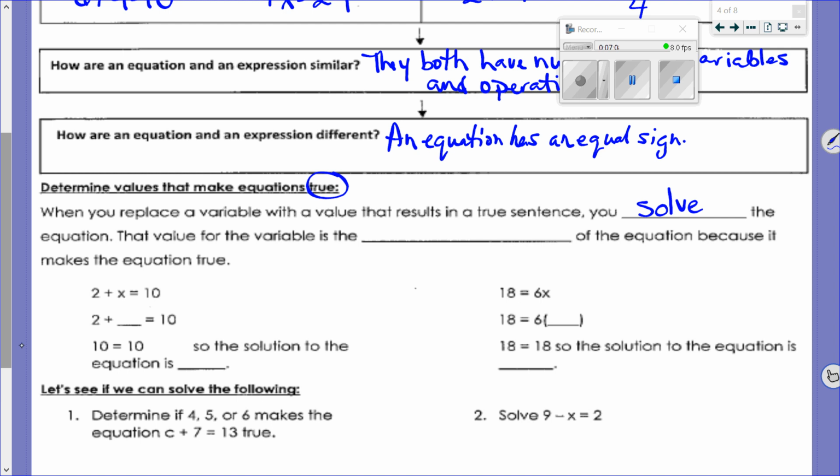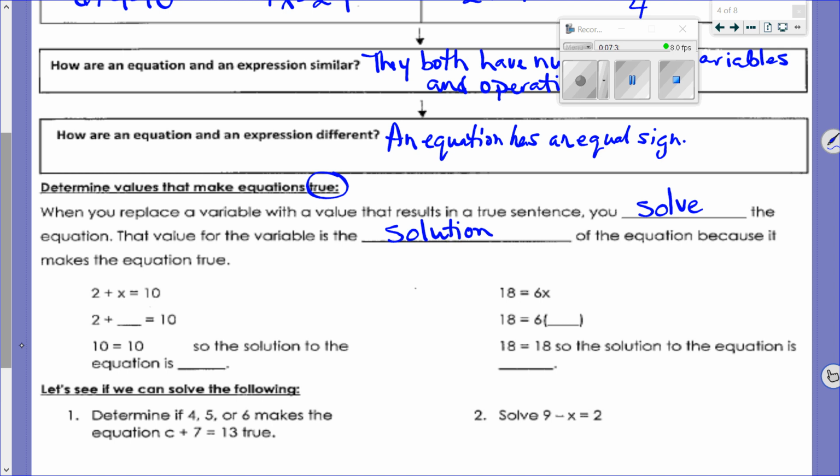That value for the variable is the solution of the equation, because it makes the equation true. Five more minutes. So we're going to introduce you to one of the standards of mathematical practice. One of the things that we allow you to do in order to solve problems is a process called guess and check. This is actually one of the initial ones that you can do.